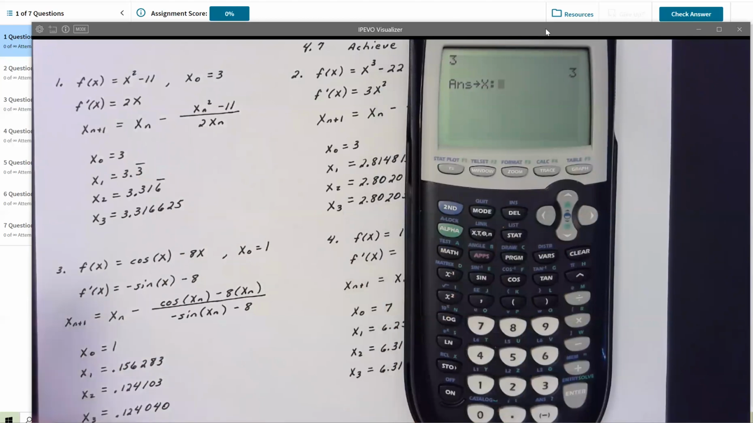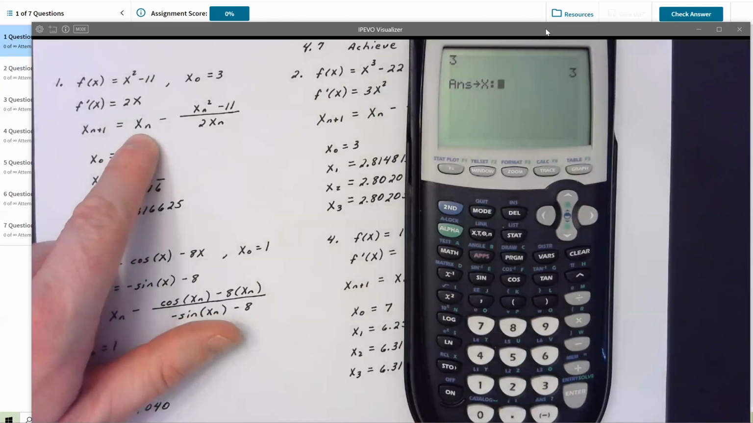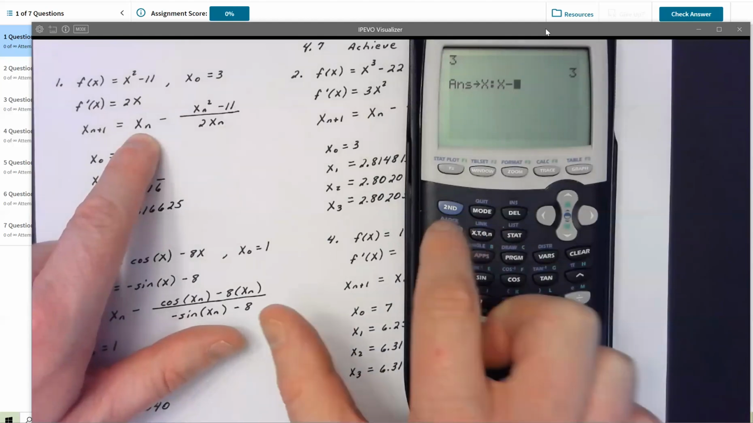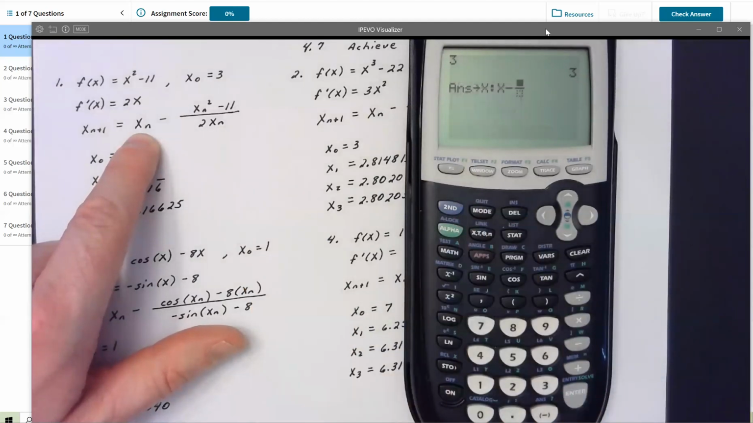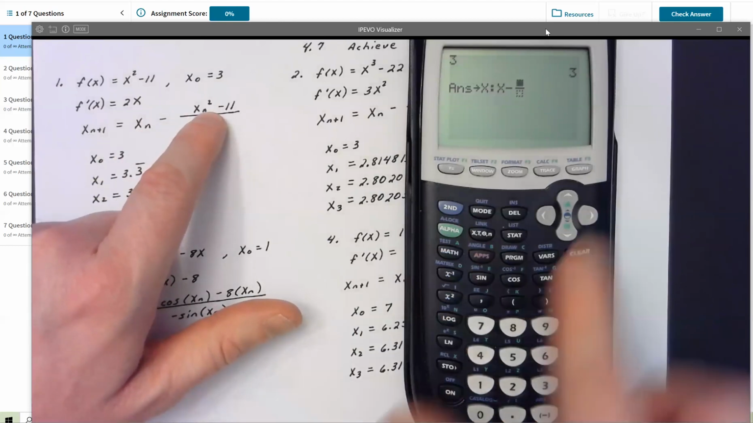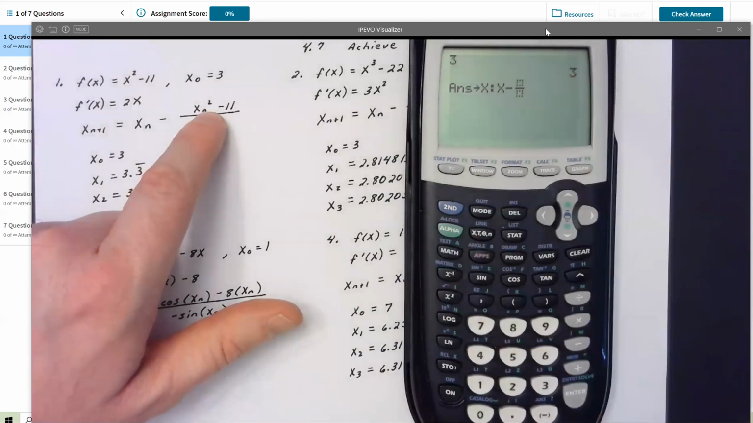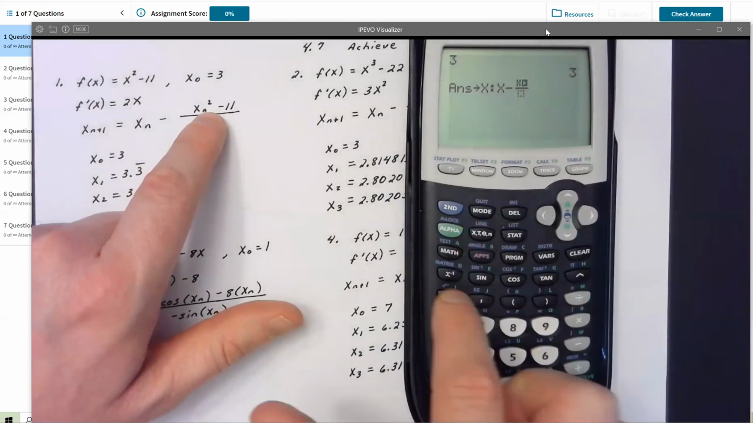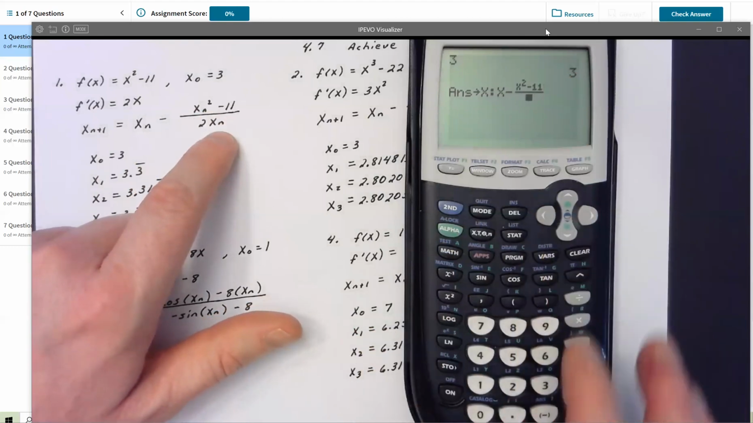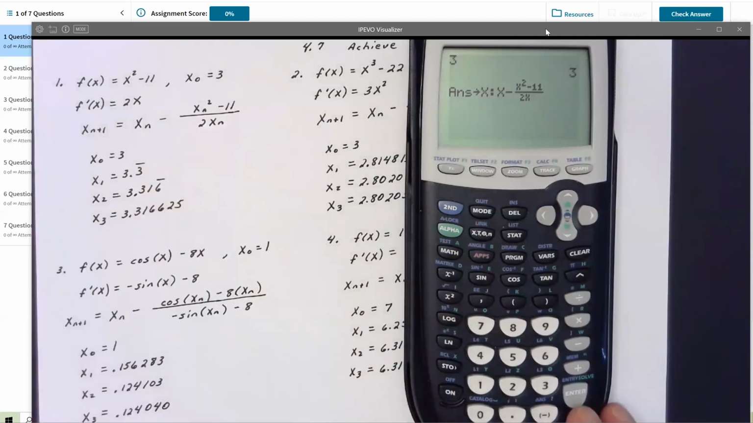Now I type in my Newton's method right here. So I'm going to do x minus the function divided by the derivative. So x minus, and I have a fraction, so I'll do alpha y equals fraction. That's the easiest way to do it. Now, that x is just a given value of x, and our initial value is 3, so it'll be fine. I can just type in x squared minus 11. My denominator here, 2x.